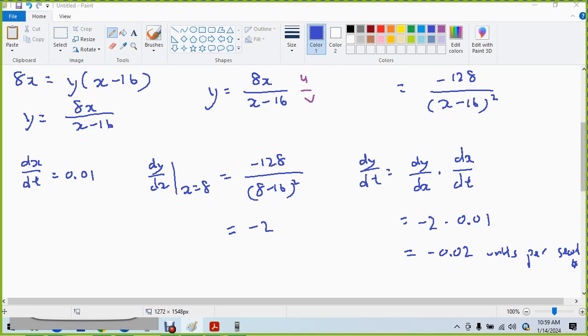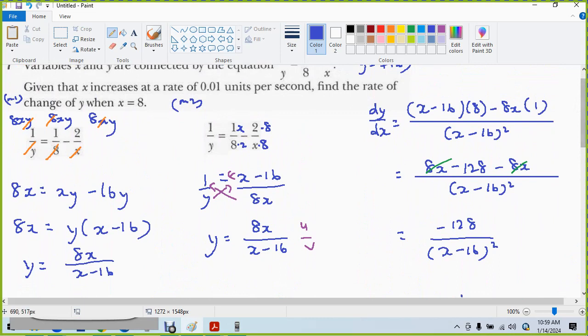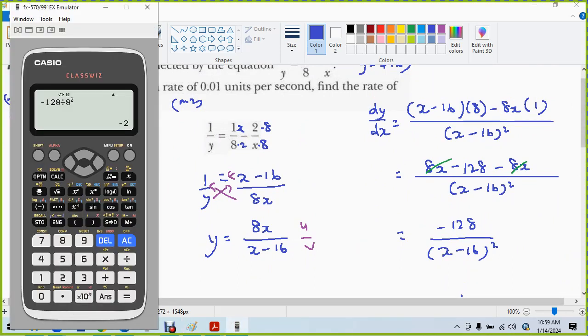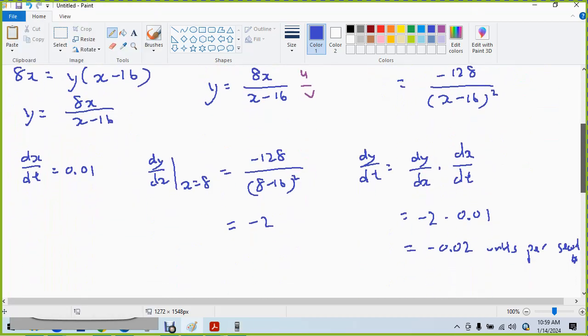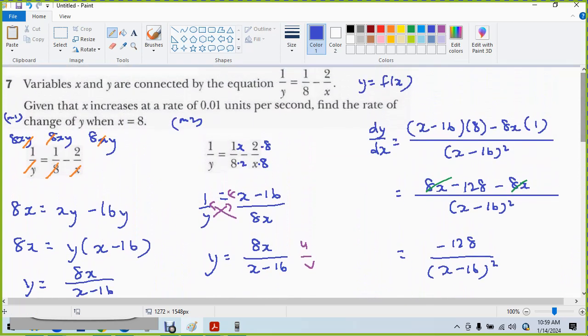Wait, dx/dt is 0.01. So this one is the differentiation of 8x over (x minus 16) when x equal to 8, which is negative 2. Yes, negative 2. So negative 2 times 0.01, that is negative 0.02. Oh, but the answer provided is negative 0.08. Then I think my answer is correct.